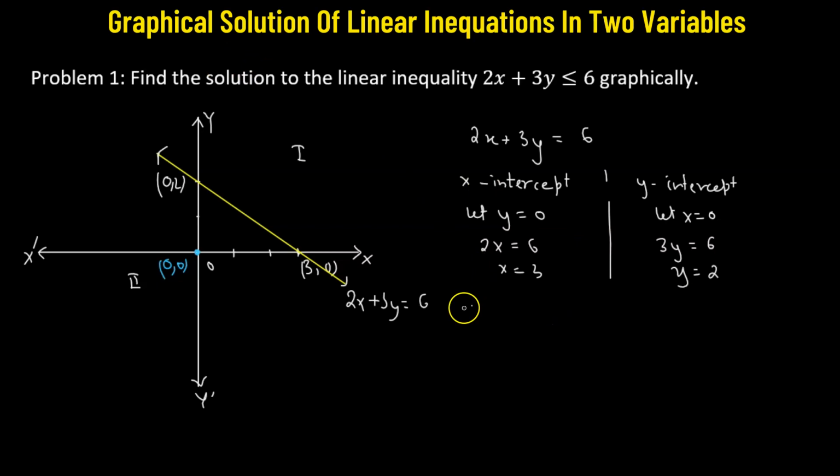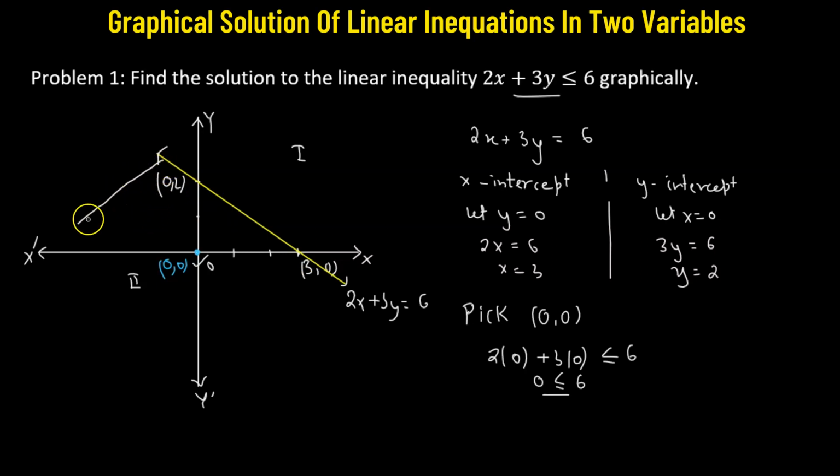So we will pick the origin (0, 0), and then we're going to substitute into the linear inequality. So we have 2 times 0 plus 3 times 0 less than or equal to 6. So that's simply 0 is less than or equal to 6, and this is a true statement. Since it's a true statement, we can say that this point (0, 0), the origin, is satisfying the given linear inequality, and our solution is going to lie below this given line. That means it's going to be in region number 2.